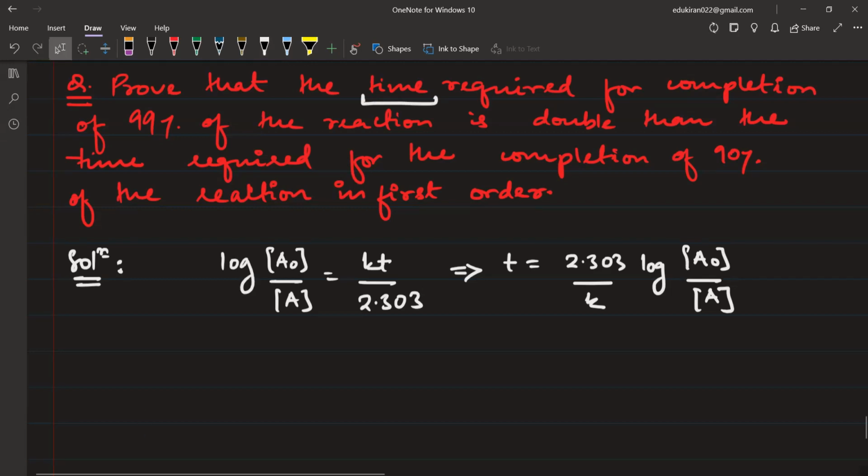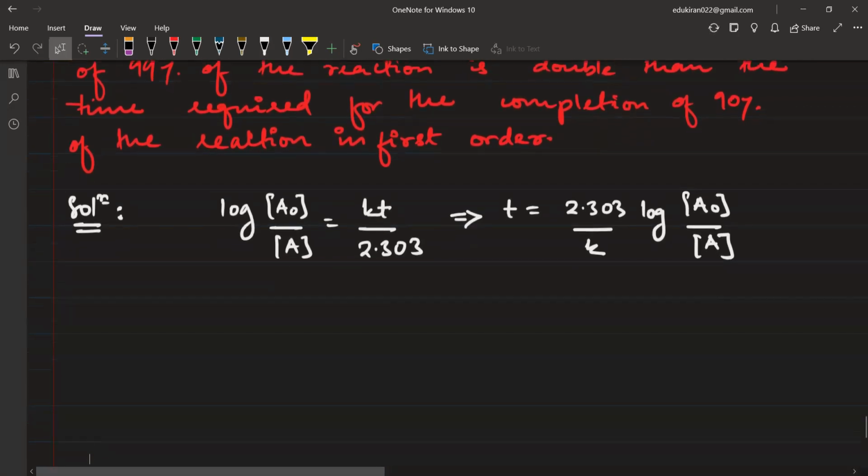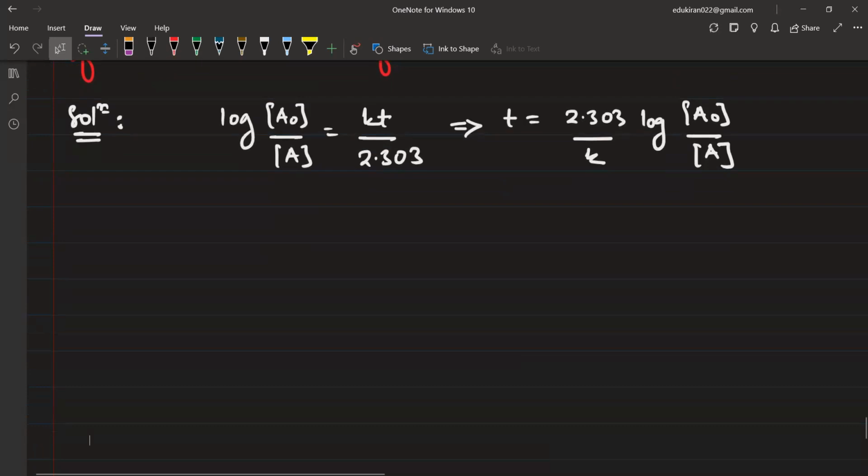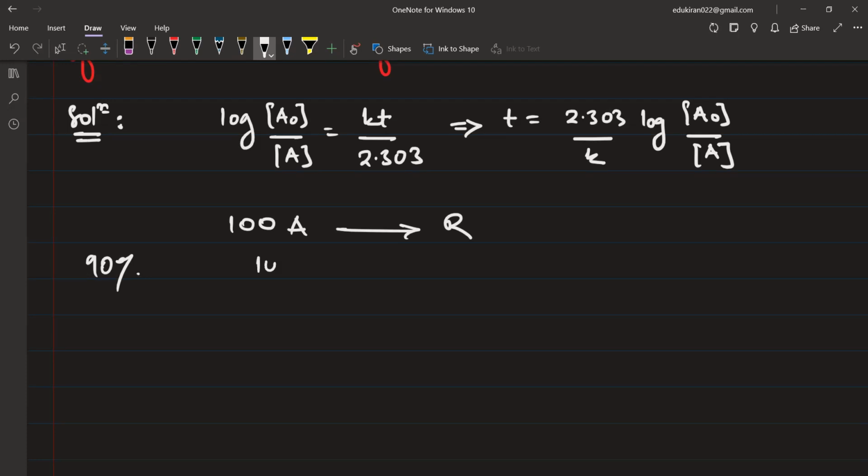Now, let us say if we have initially 100 amounts of A, then if I complete the reaction, 90% completion, that is, 90% of the reaction is complete. That means we will be remaining with how many A? 10A. And if it is 99% complete, then we will be remaining with only 1A. Yes or no? Please tell me.